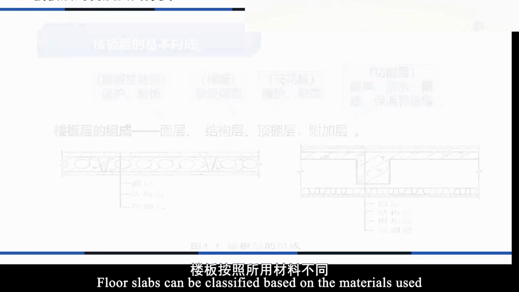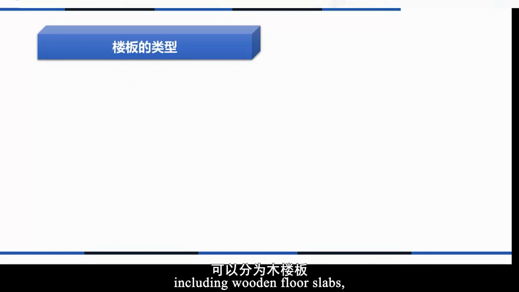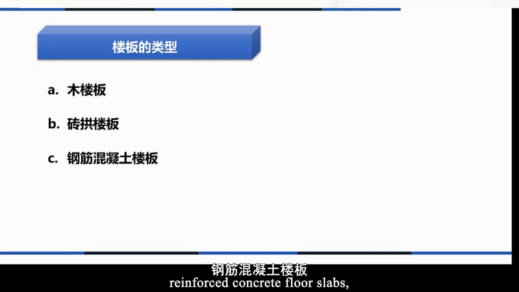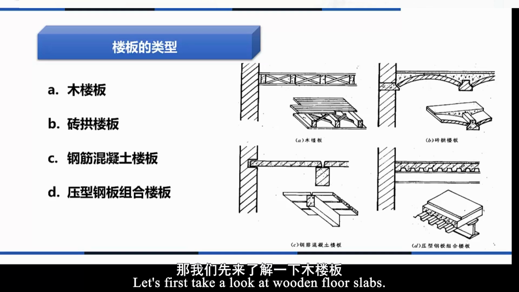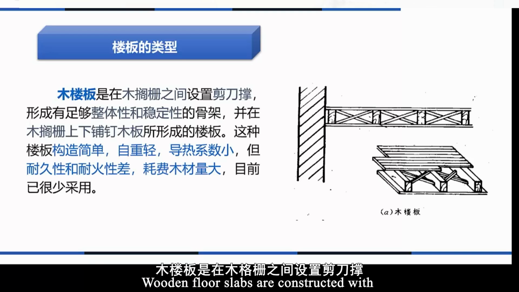Floor slabs can be classified based on the materials used, including wooden floor slabs, brick arch floor slabs, reinforced concrete floor slabs, and composite floor slabs made of pressed steel plates and concrete. Let's first take a look at wooden floor slabs. Wooden floor slabs are constructed with diagonal braces set between wooden gratings.